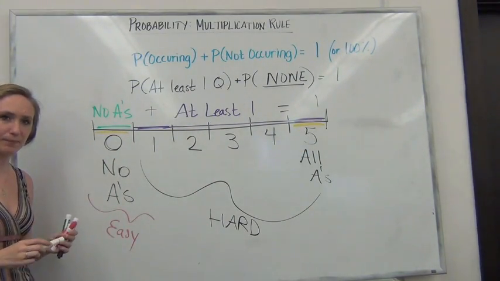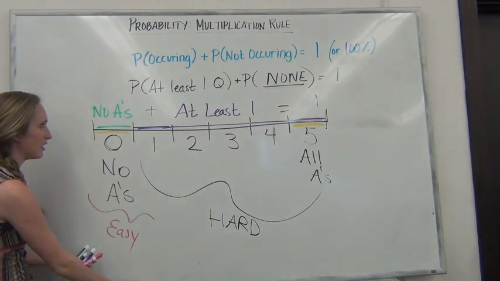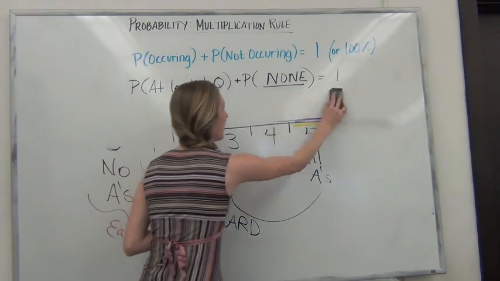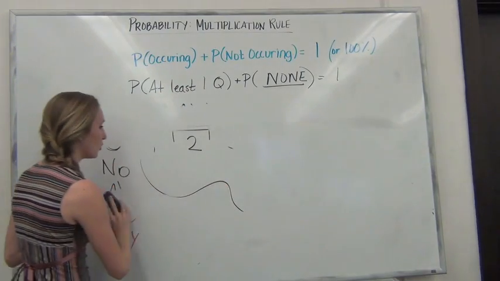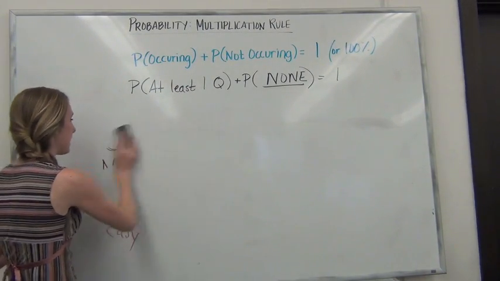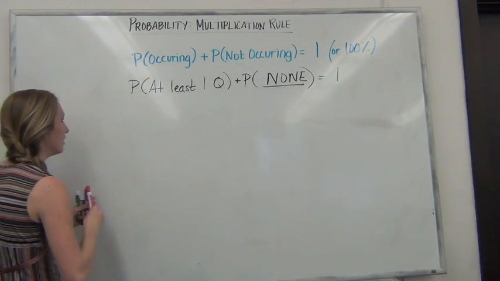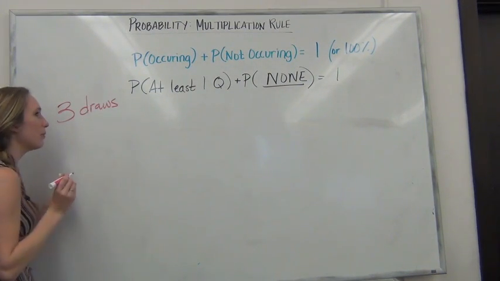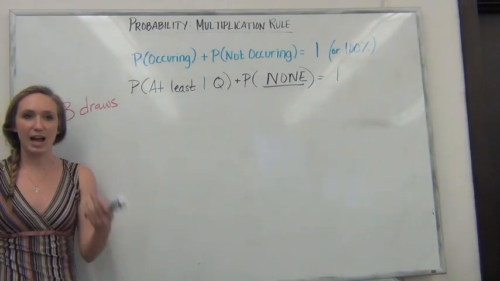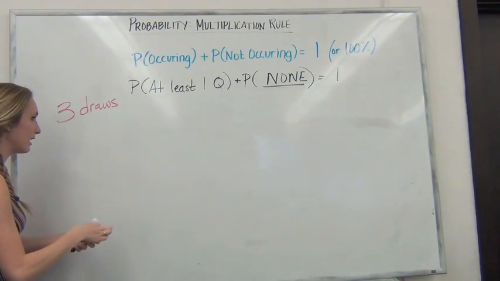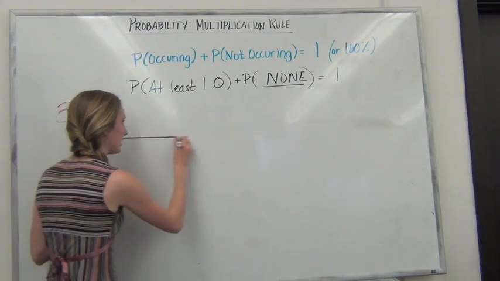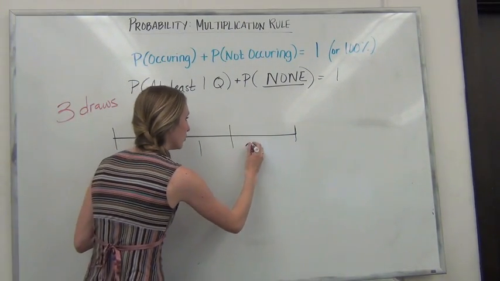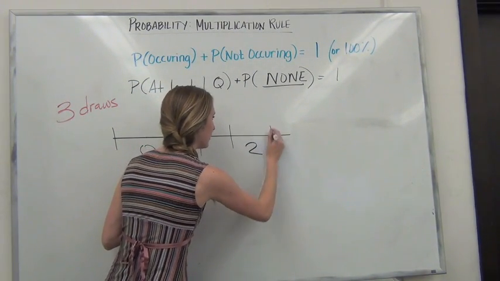Does that make sense? Mm-hmm. So let's think about another tricky option. Back to our queen, pulling out queens in a deck of cards. Let's think about getting not all queens. So if we draw from a deck of cards 3 times, 3 draws, we want to know the probability of getting not all queens. Well, let's think about it again, just like our chart. We could either get 0 queens, 1 queen, 2 queens, or we could get 3 queens.